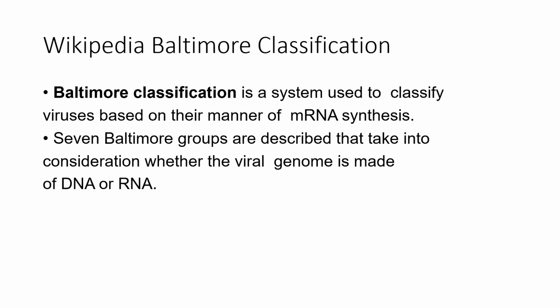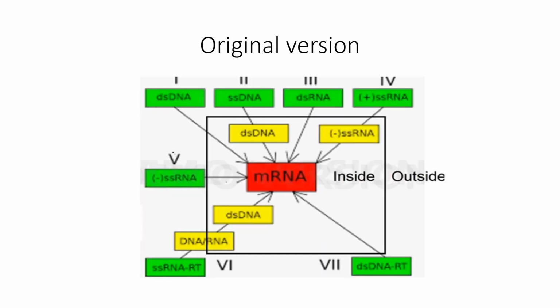Baltimore classification is a system used to classify viruses based on their manner of messenger RNA synthesis. 7 Baltimore groups are described that take into consideration whether the viral genome is made of DNA or RNA. So here you have the original version of Baltimore classification of viruses. You have 7 groups of viruses which interact with the cell in order to get access to messenger RNA.